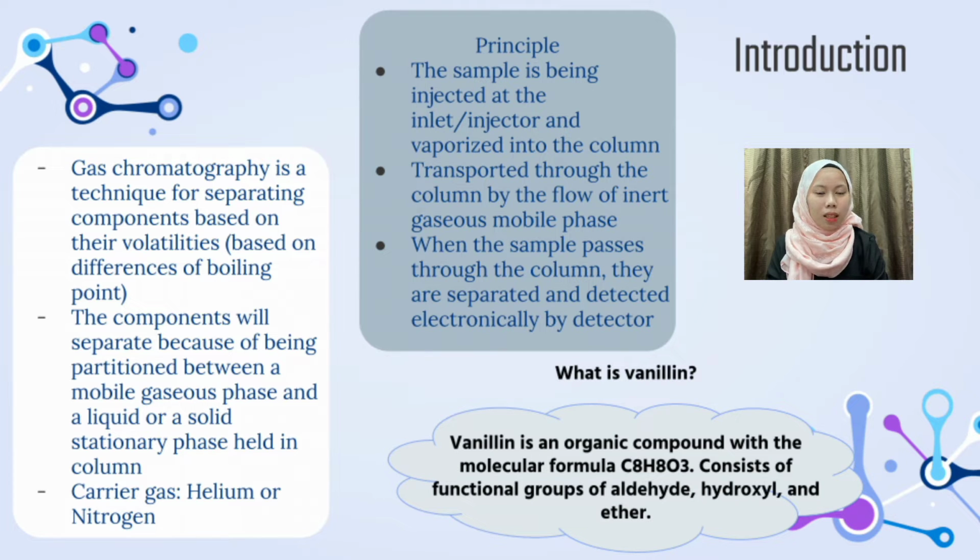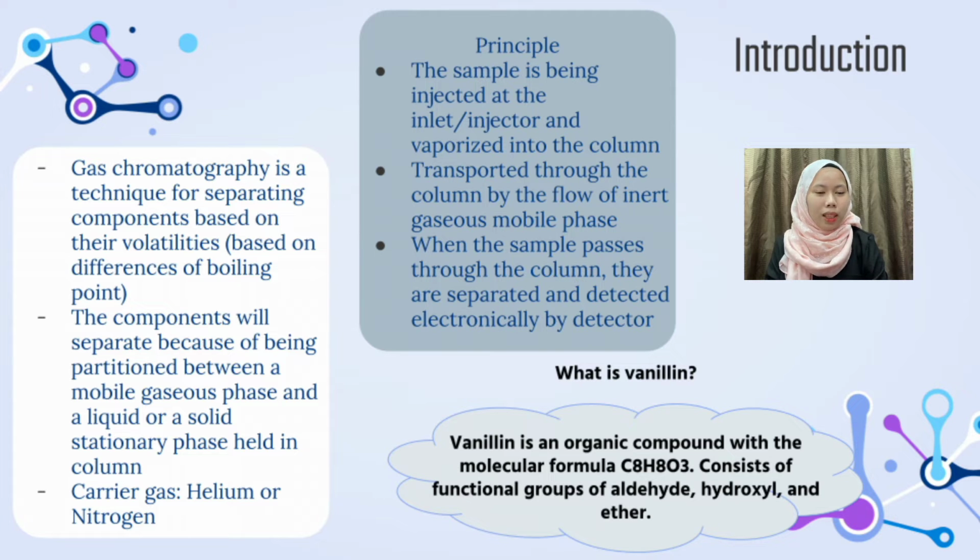The principle of gas chromatography is that the sample is injected at the inlet or injector and vaporized into the column. The sample is transported through the column by the flow of inert gas, the mobile phase. As the sample passes through the column, its components are separated and detected electronically by a detector.